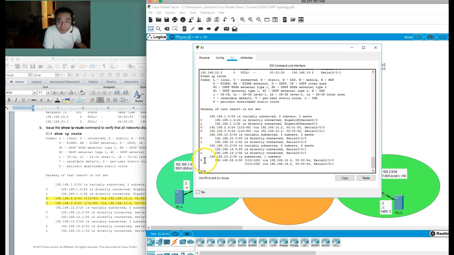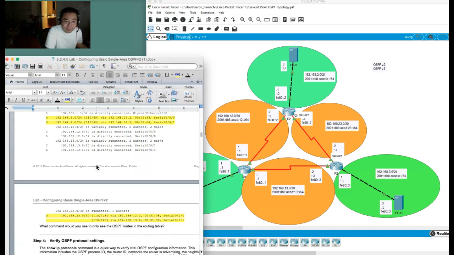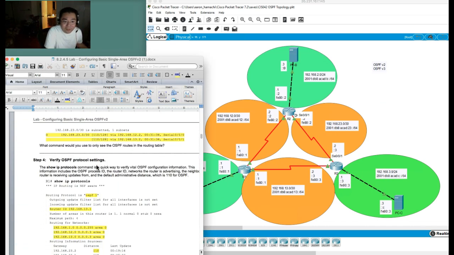Okay? And 192.168.2.3 is via serial 0/0/0 or serial 0/0/1. And the way that looks, because 192.168.2.3 is right here, right? So you can go out serial 0/0/0 to get to this network, or you can go out serial 0/0/1 and come out and back over this way. So that's how you do it.